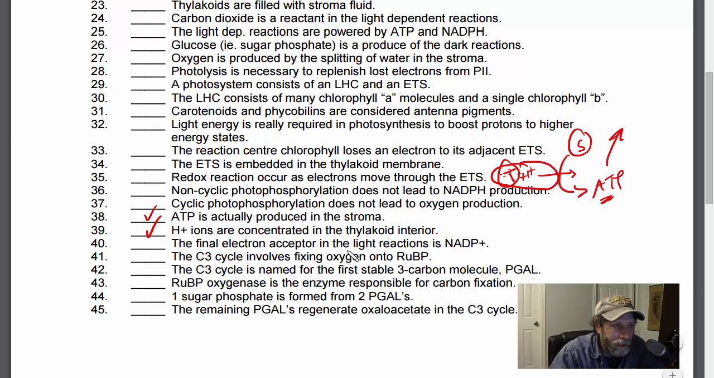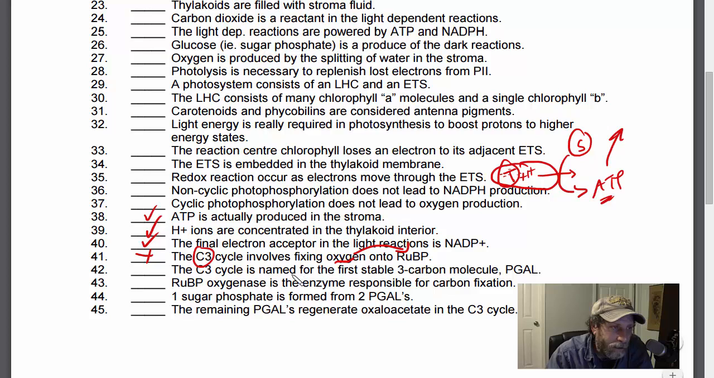The final electron acceptor in the light reactions is NADP+, and that is true. Okay, it accepts the electrons, and it's part of the light reactions, and it makes NADPH. The C3 cycle involves fixing oxygen onto RuBP. Well, let's hope not. The fixing of oxygen onto RuBP is the first step of photorespiration, which is a wasteful process. And if you're doing that, you are not creating a 3-carbon molecule that's part of the C3 cycle, so this is false.